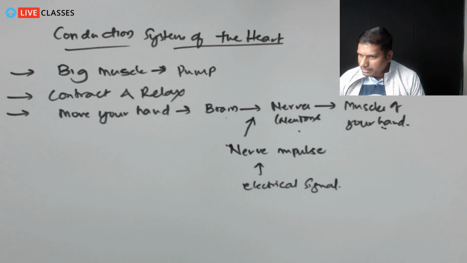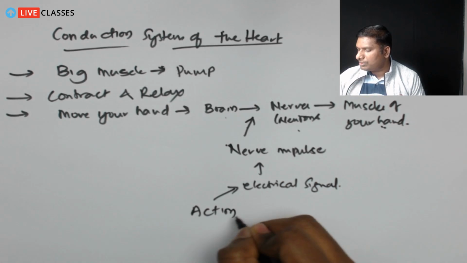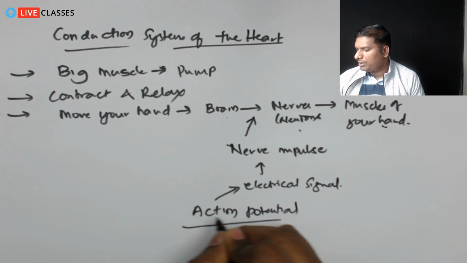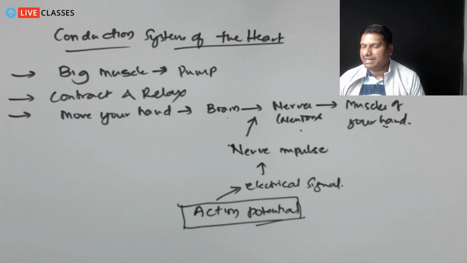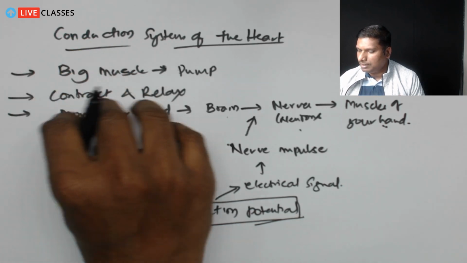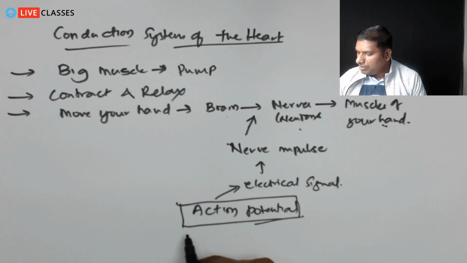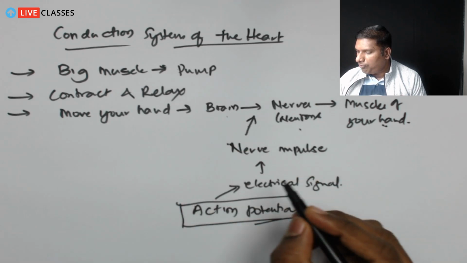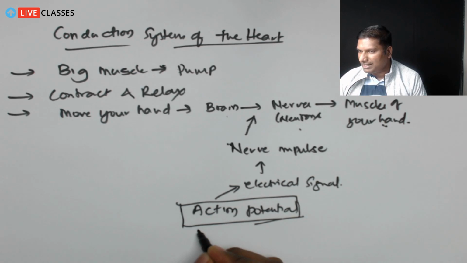Now this electrical signal is generated because of something called action potential. Don't worry about these terms now. We'll discuss them in detail while discussing the mechanism of muscle contraction, under the muscular system. So just understand this: for each and every contraction you need an action potential.